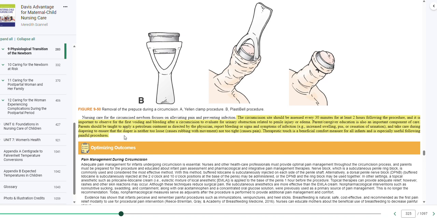If the baby voids and they have the petroleum gauze on, not this, okay, this is a Yellen clamp, and this is a Plastibell. But if they just have the gauze around the penis, if they void, it can stay on. If they have a bowel movement and it gets on the gauze, the gauze needs to be changed, okay? They also need to report the first voiding after the baby has a circumcision, okay? They usually get circumcisions on the last day, right before they go home, but they have to void before they can leave the hospital, okay?